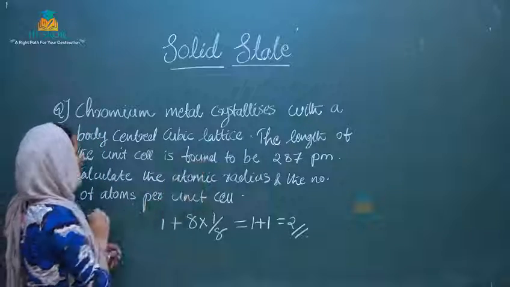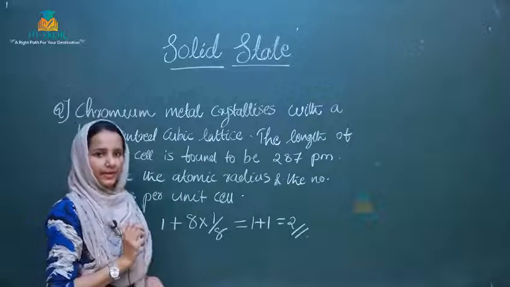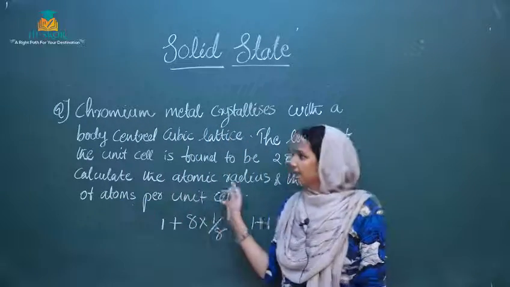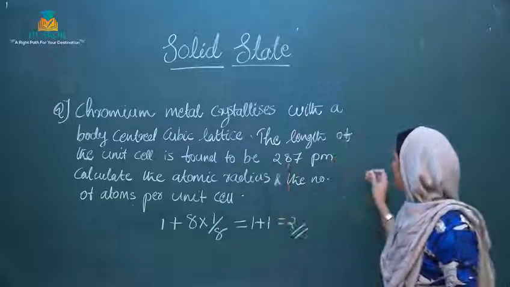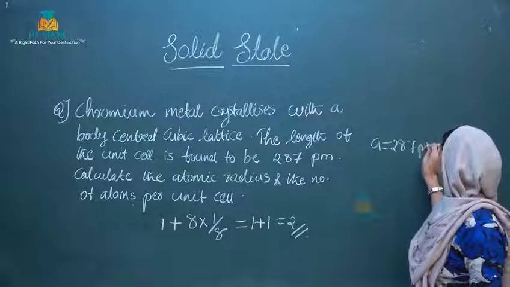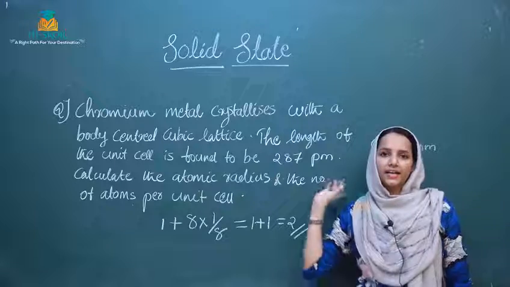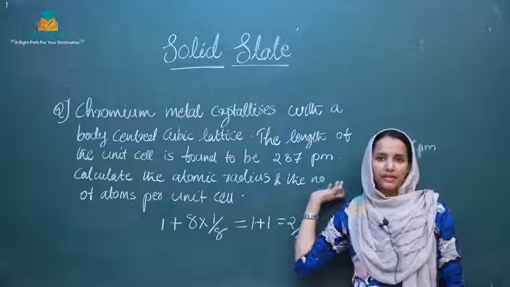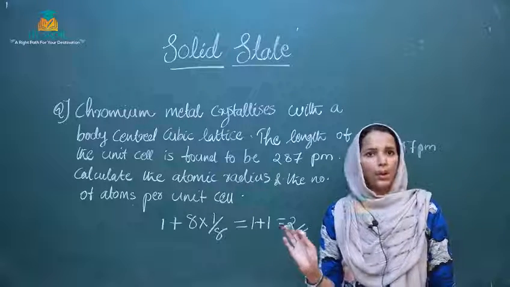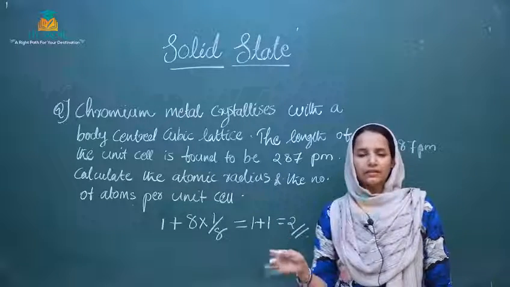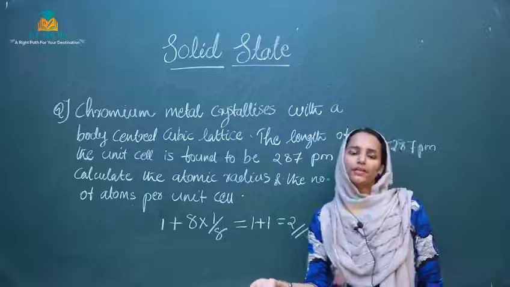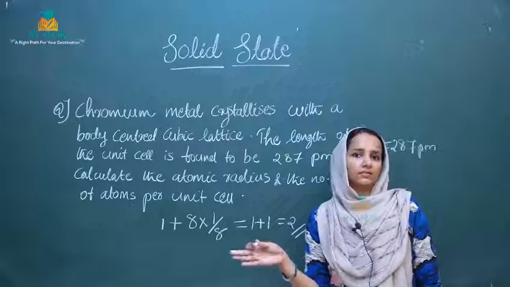Next they ask the question, calculate the atomic radius. Just now we told what is the relation connecting the edge length and atomic radius. They already gave the value of edge length a, that is equal to 287 picometer. If the answer is to be given in meter, you have to convert this picometer into meter. Otherwise you can calculate as such. If the answer is in picometer, need not convert this.